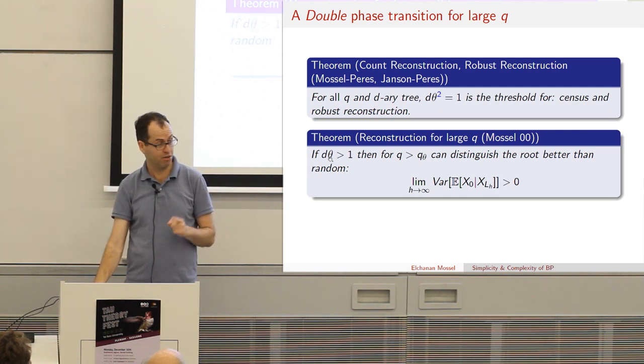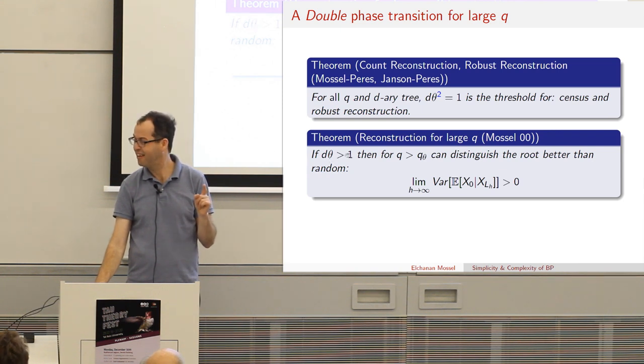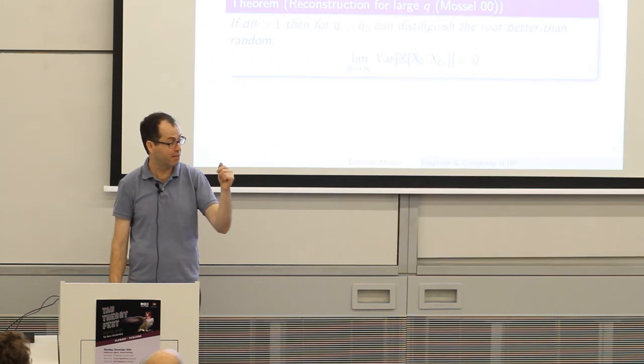If d theta, not squared, if d theta is greater than 1, without a square, then for Q large enough, we can distinguish the root better than random. Okay, so you don't need d theta squared to be bigger than 1. It's enough that d theta is bigger than 1. And I'm going to prove this theorem to you now. So I'm going to prove it for large Q.